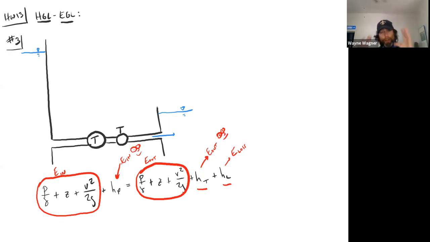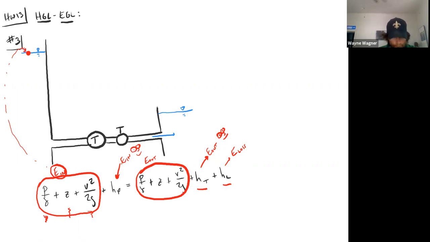Anyway, at any point in this thing, I can plot all of these things. I can plot the Z, I can plot the V squared on 2g. And so I'm going to start right over here. This is where my energy is coming in. This is the initial location for the energy in. So if I draw a little dotted line up here, it's entering the system right there.